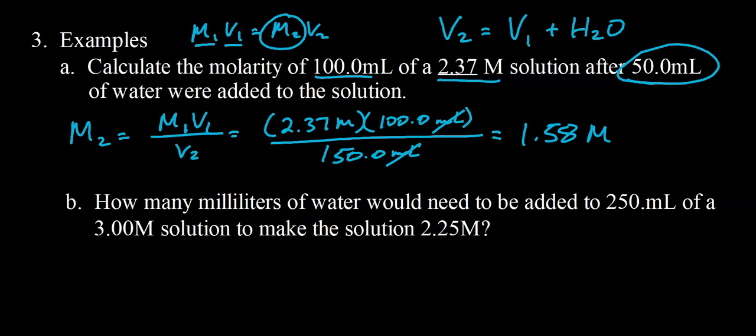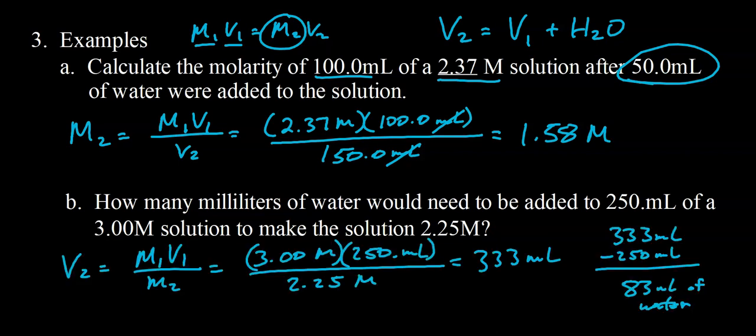All right, letter B, a little bit different. I think I'm going to give you a chance to try this out. How many milliliters of water would need to be added to 250 milliliters of a 3.00 molar solution, so that's your V1 and your M1, to make the solution 2.25 molar? That's your M2. So there's a couple different ways you can do this. Go ahead and pause the video and set it up.